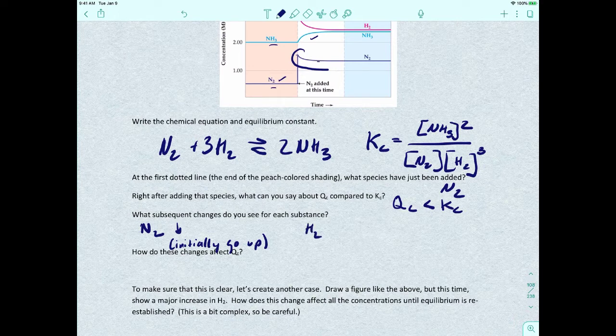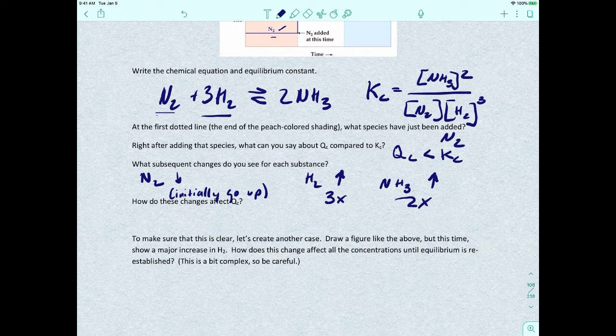Okay, H2 definitely went up. And then NH3 also went up. Now, according to the equation, if the ratio is 1 N2 to 3 H2, that means that it went up 3 times for H2 and 2 times for NH3. So how do these changes affect the reaction quotient? We saw that Qc increases as it approached Kc.